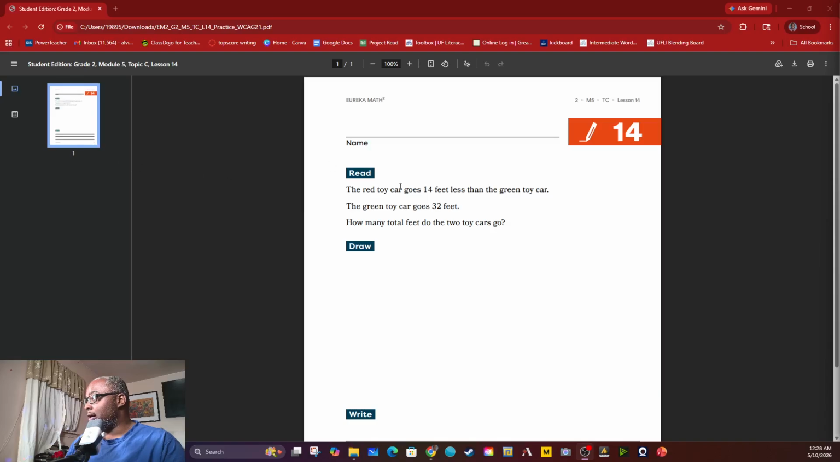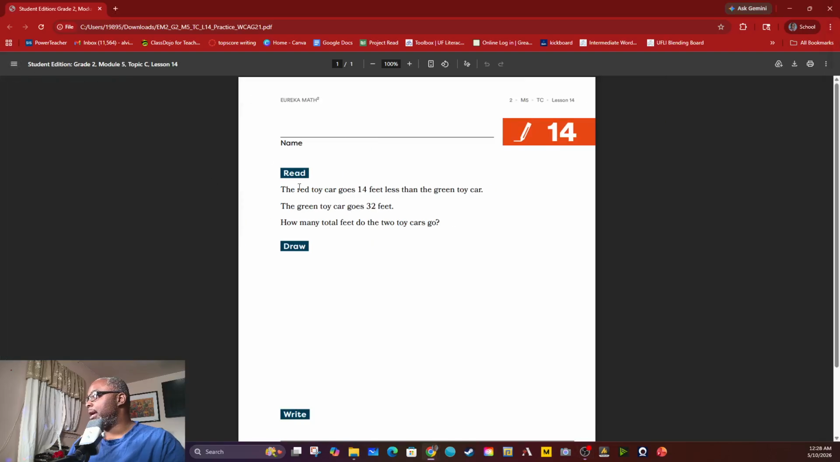So, our first question is: the red toy car goes 14 feet less than the green toy car. The green toy car goes 32 feet. How many total feet do the two toy cars go?